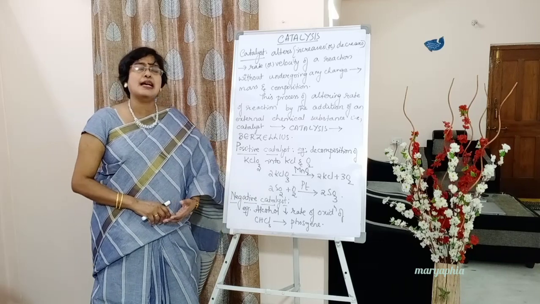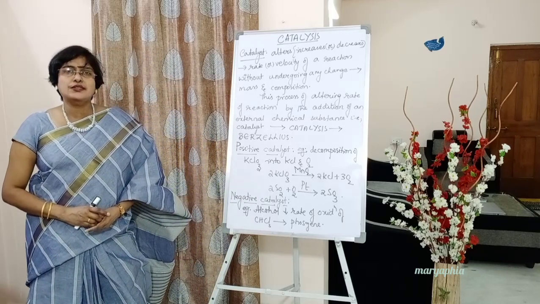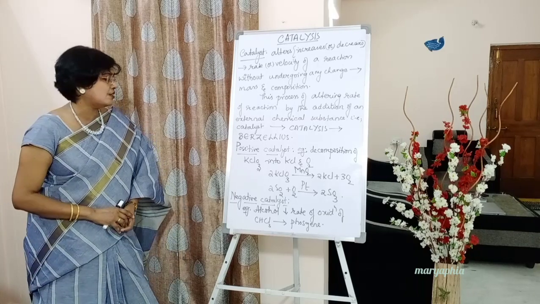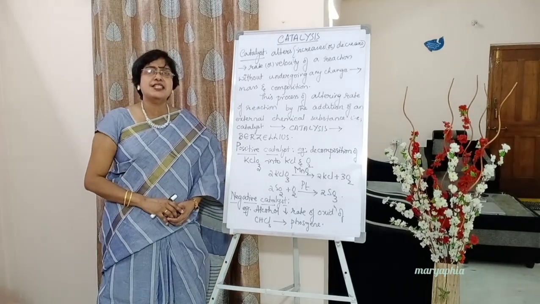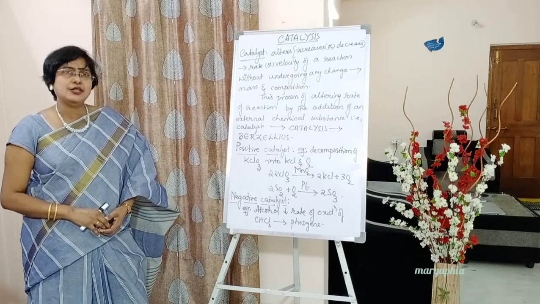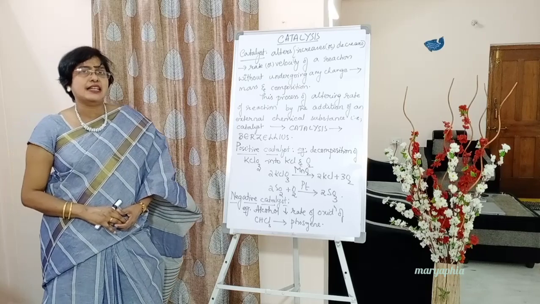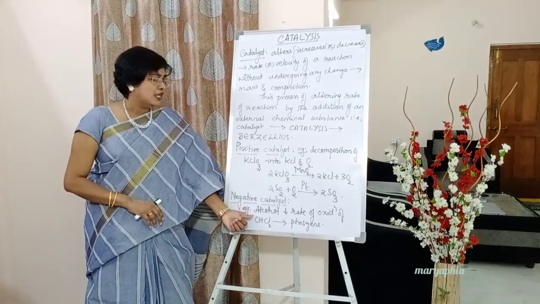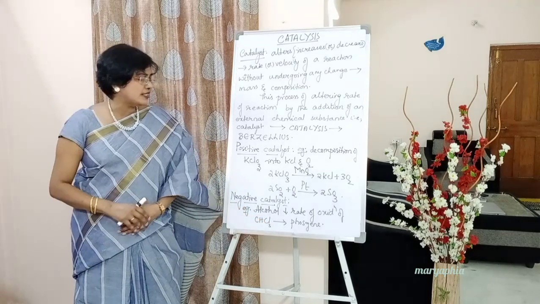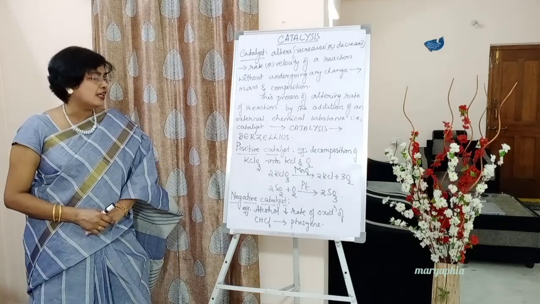And also one more example you can write: 2SO2 plus O2 gives 2SO3. Here platinum black is the positive catalyst. Okay students, next negative catalyst, which decreases the rate of reaction. Example you can write down: alcohol decreases the rate of oxidation of CHCl3, chloroform, into poisonous phosgene, that is COCl2, carbonyl chloride.